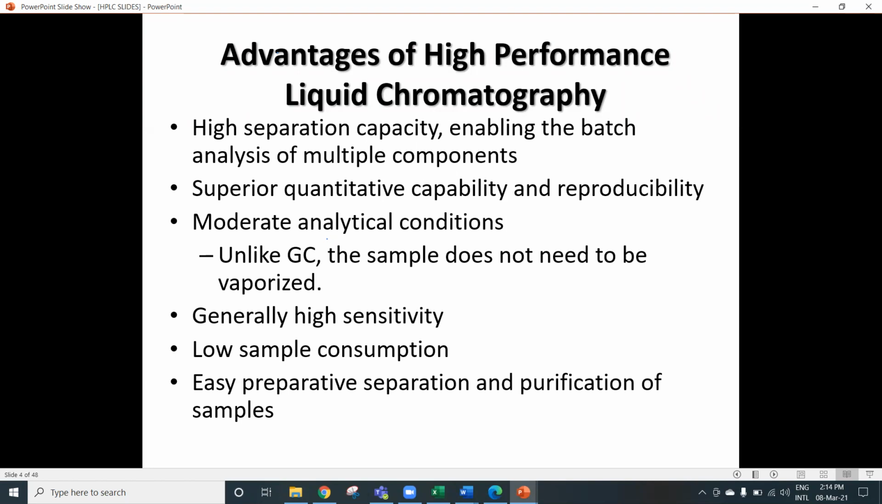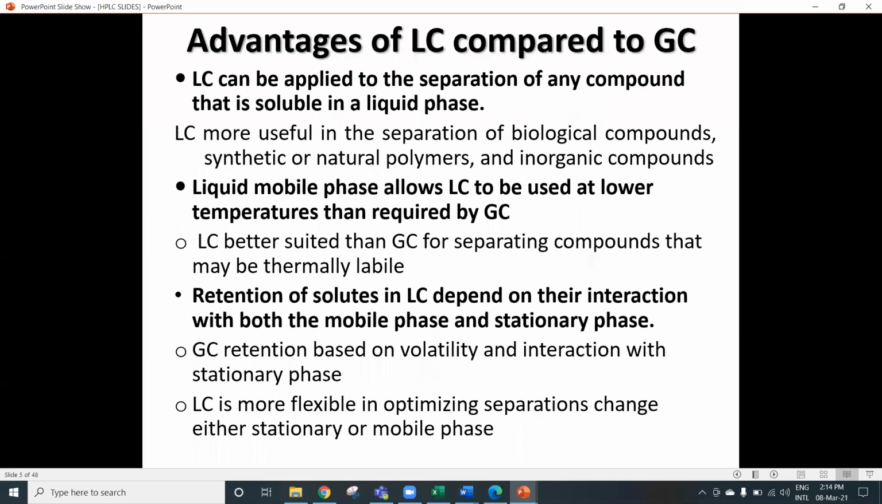So HPLC has high separation capacity. That means it enables batch analysis of multiple components. It has superior quantitative capability and reproducibility. Unlike GC, the sample does not need to be vaporized. It has high sensitivity, low sample consumption, and you can use it for separation and purification of samples.